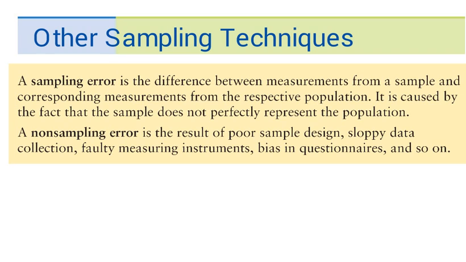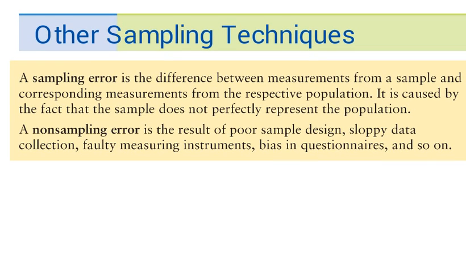Okay, and the last slide for tonight, there actually are two different types of errors we may encounter in doing sampling. The sampling error I just described, which would be that difference between the measurements we'd get from our sample and what we would have gotten if we were able to measure the entire population. That, again, is caused simply by the fact that the sample doesn't perfectly represent the population. But there's also another type of error, and that is a non-sampling error.